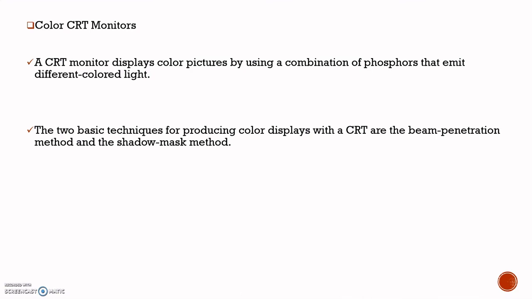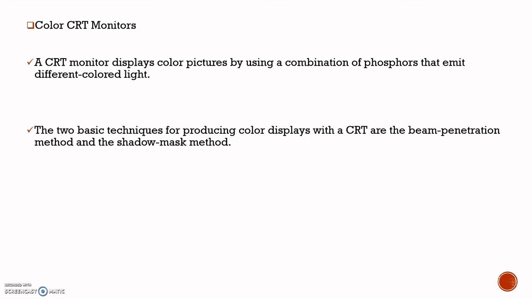At intermediate beam speeds, combinations of red and green light are emitted, showing how two additional colors, orange and yellow, are produced. So the beam penetration method has been an inexpensive way to produce color in random scan monitors, but only 4 colors are possible and the quality of pictures is not so good.